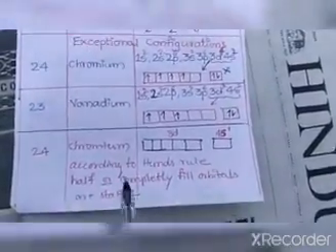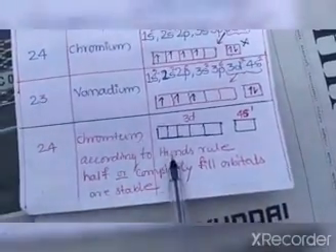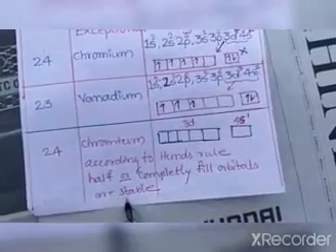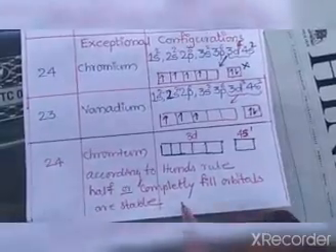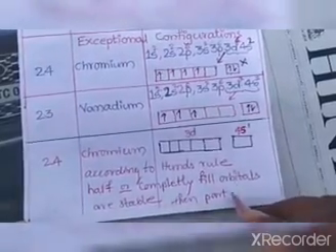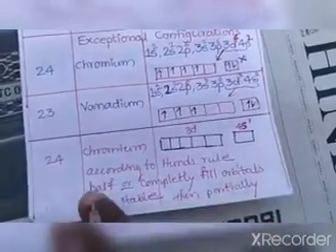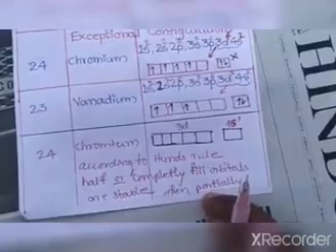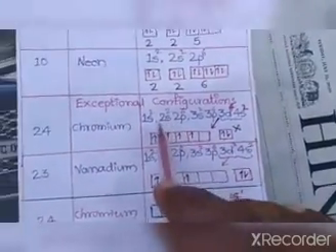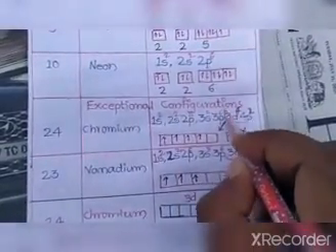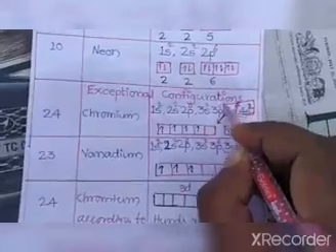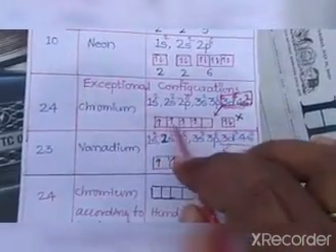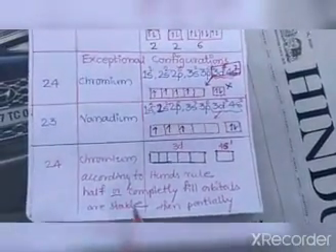Why is it wrong? According to Hund's rule, what does it tell? Exactly half filled or exactly completely filled orbitals are more stable than partially filled orbitals. Here, if you write the electronic configuration of chromium like this, I have written only the last two orbitals, 3d4 and 4s2. If you write like this, then the electron configuration is not stable.